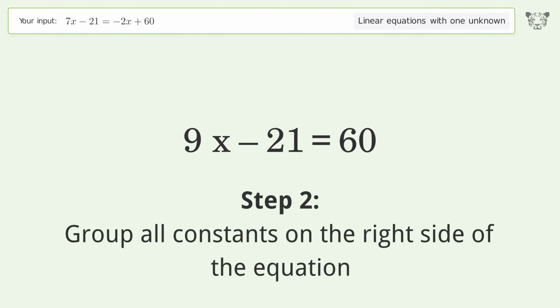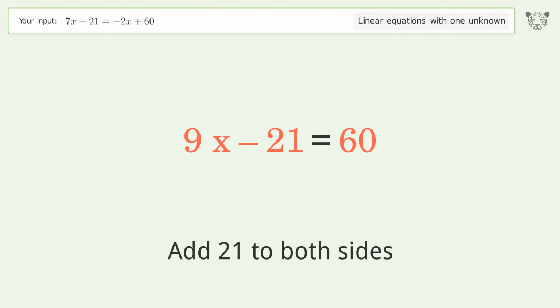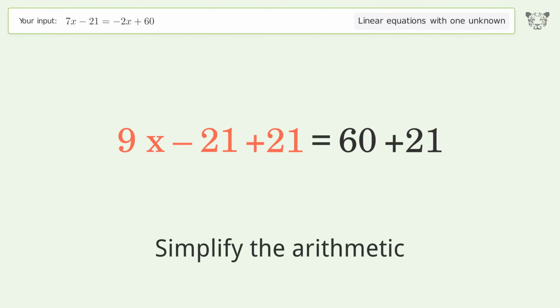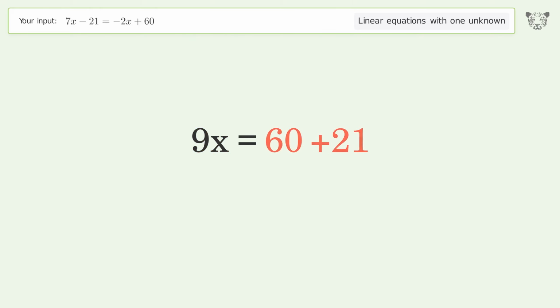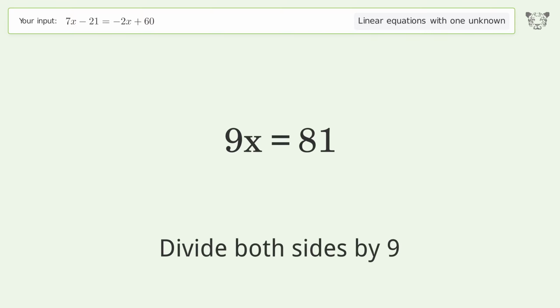Group all constants on the right side of the equation. Add 21 to both sides. Simplify the arithmetic. Isolate the x. Divide both sides by 9.